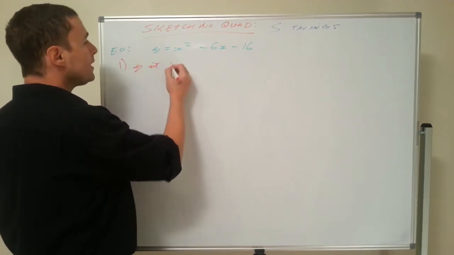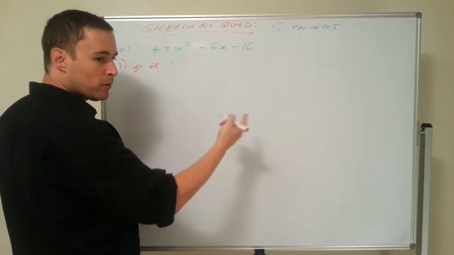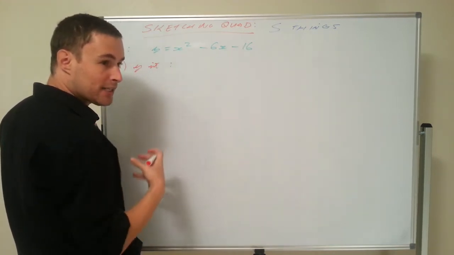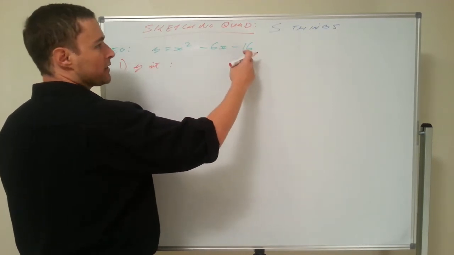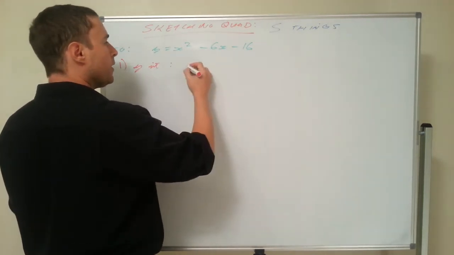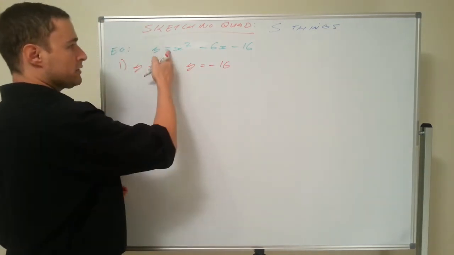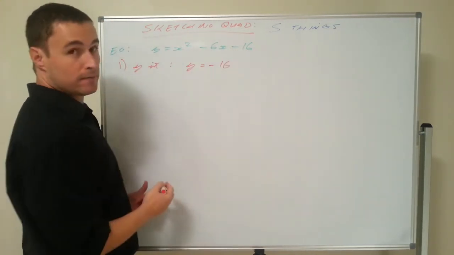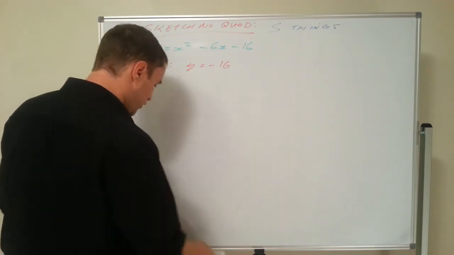Well, the y-intercept is easy. Remember the y-intercept has an x-coordinate of 0. So if I make all of this 0, negative 16 is all that's left over. The y-intercept equals negative 16. It's just your c value, from ax squared plus bx plus c. So in this case, my y-intercept is negative 16. Piece of cake. First one done.